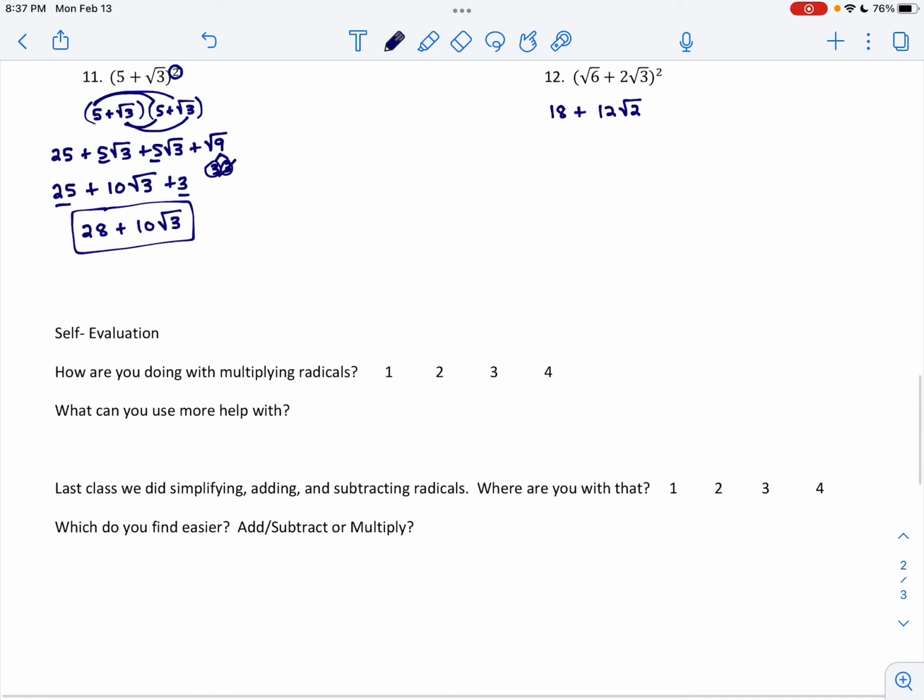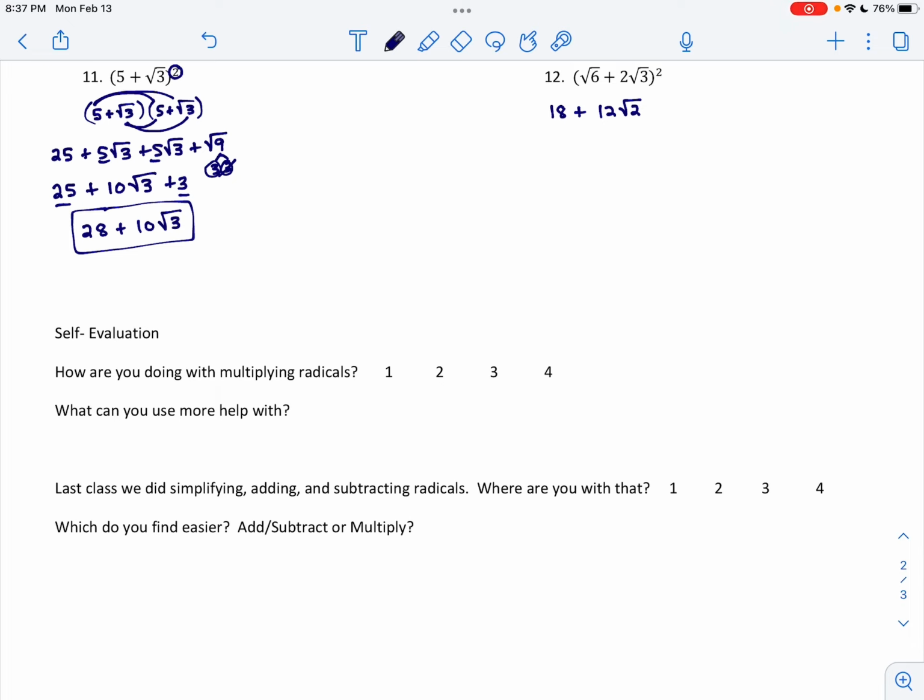All right, at the bottom, I want you to go ahead and fill in that self-evaluation. How are you doing with multiplying radicals? Are you understanding it? What can you use more help with? Last class we did simplifying, adding, and subtracting radicals. Where are you with that? Are you a 1, 2, 3, or 4? Which did you find easier, add, subtract, or multiply radicals, and why?